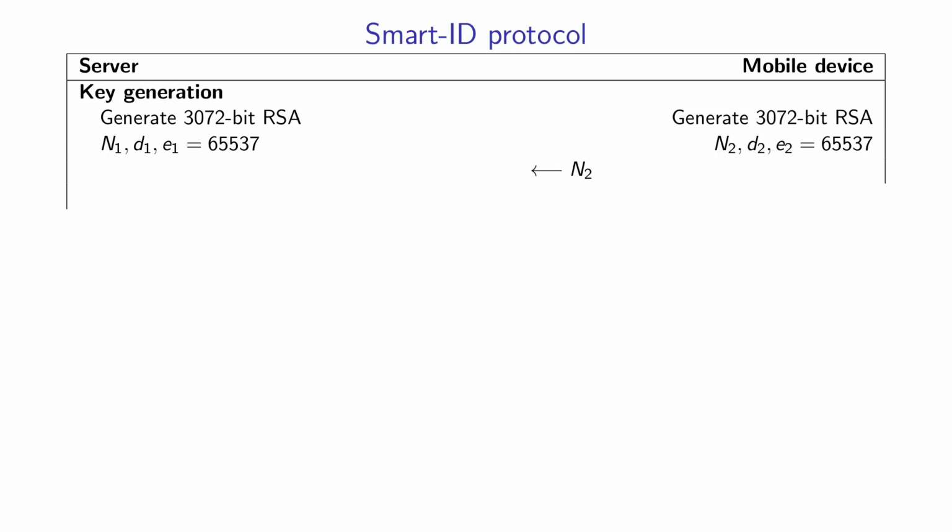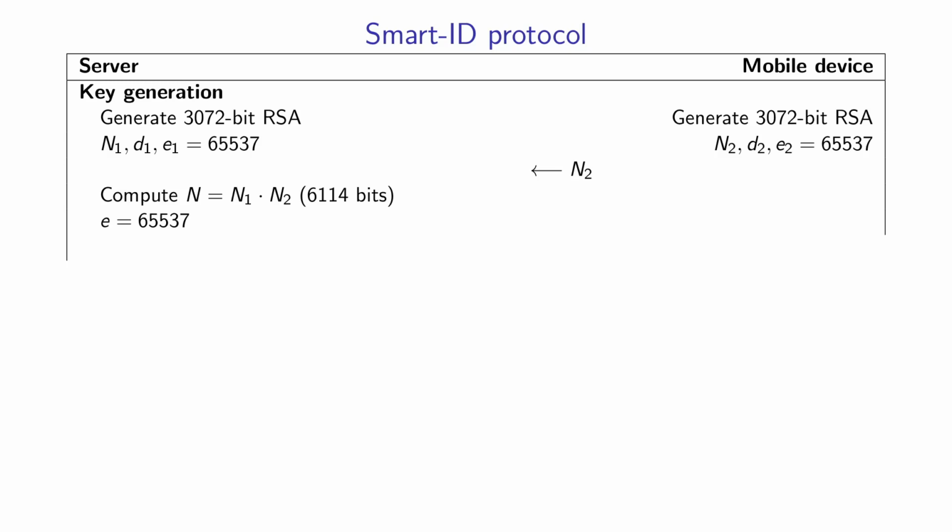Next, the mobile device sends its modulus to the server, and the server can then compute the common public key modulus by multiplying together the modulus of the server and modulus of the mobile device. The common public key exponent is set to 65537 because both parties used this value for their key pairs. As you see, the common modulus will be 6000 bits long, because by multiplying, the length of each modulus sums together. And that is it. The key has been generated. These two values will be the RSA public key of the Smart ID user.